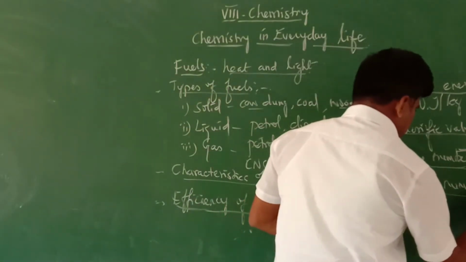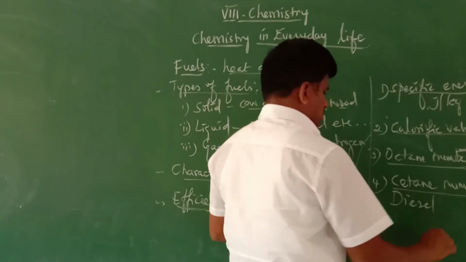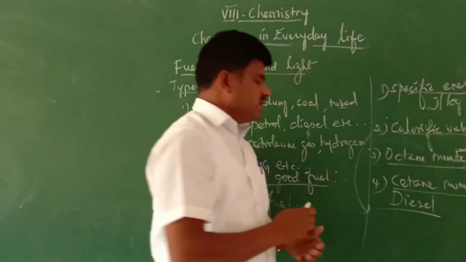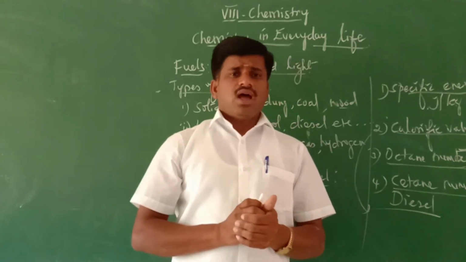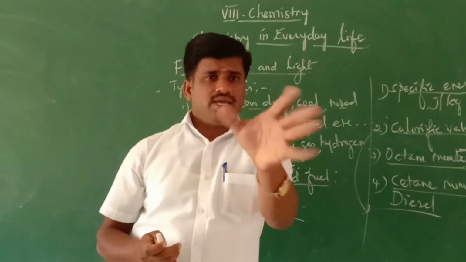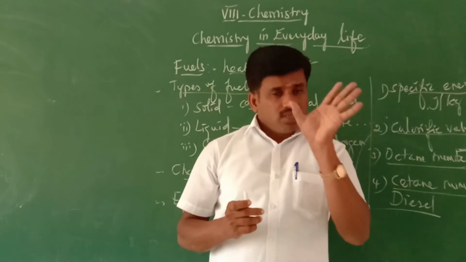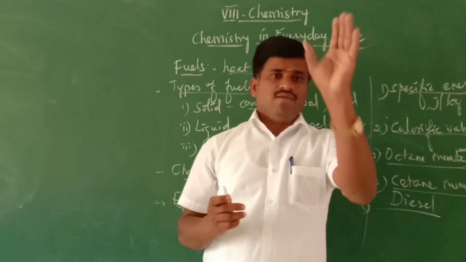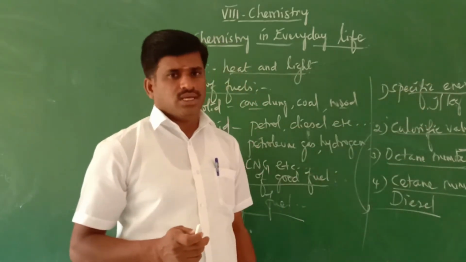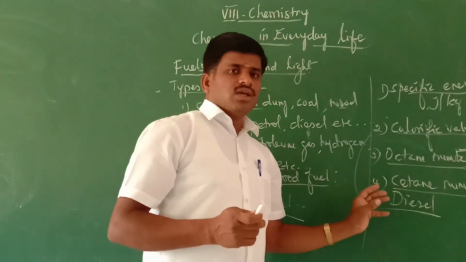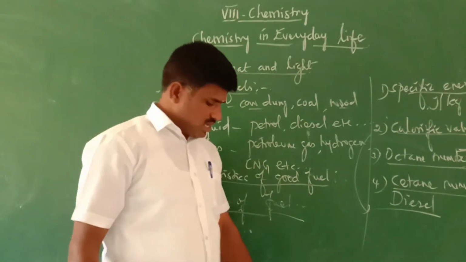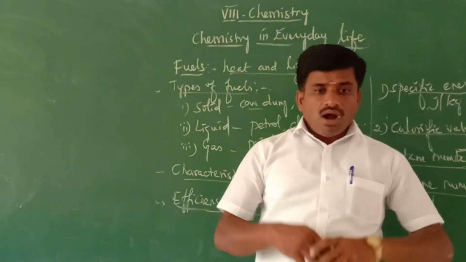Cetane number is given for diesel fuel. When the fuel has a high cetane number, that fuel is considered to be an ideal fuel. This is about the cetane number, octane number, calorific value, and specific energy. By using all these values, we can consider the efficiency of the fuel. Understood? That is about efficiency.